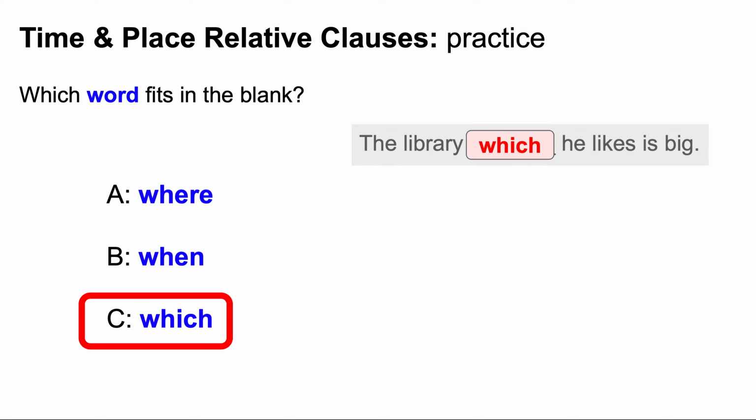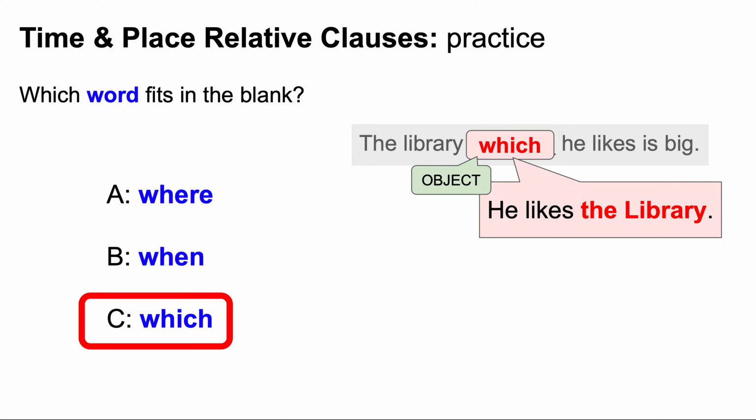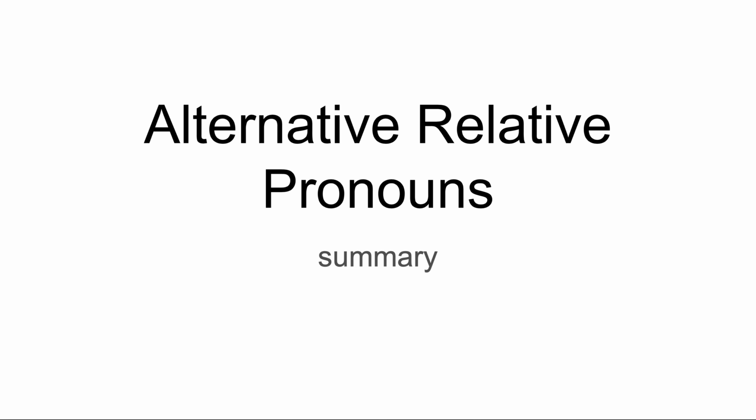The library which he likes is big. Which he likes is an object relative clause. That is, he likes the library. The library is the object of the relative clause.